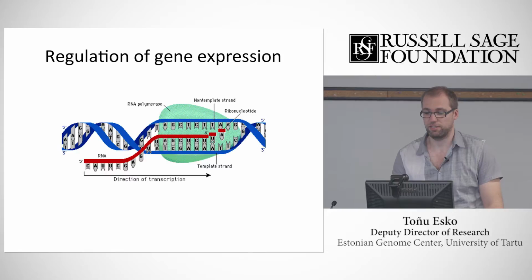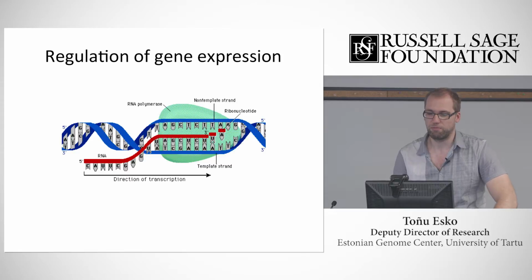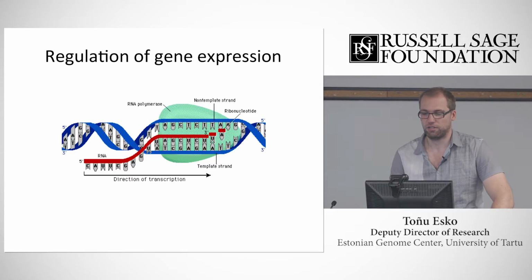So this is just a very generic simplification of the process. Here we have something called the RNA polymerase. It actually consists of many hundreds of different proteins that form this complex. And what this complex does is it just binds where there is a gene.